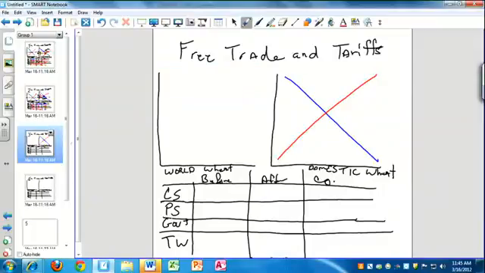And then a demand. There's supply. Here's the price for the world. Here's our domestic market. Let me label these.